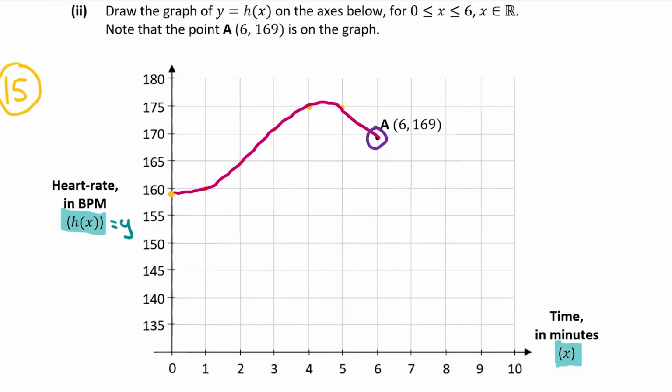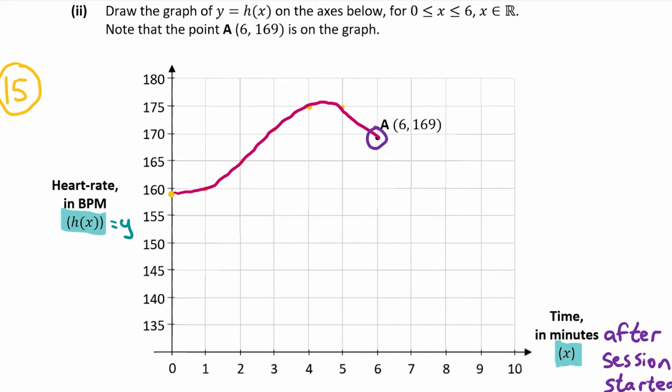And we know that the 6 is the value on the x-axis, and the 169 is the value on the y-axis, and the 6 represents the time in minutes after the start of the session, as that's what the x-axis represents. So we can write in after the session here. And then the y-axis represents the heart rate in beats per minute at that particular time in minutes after the session started.